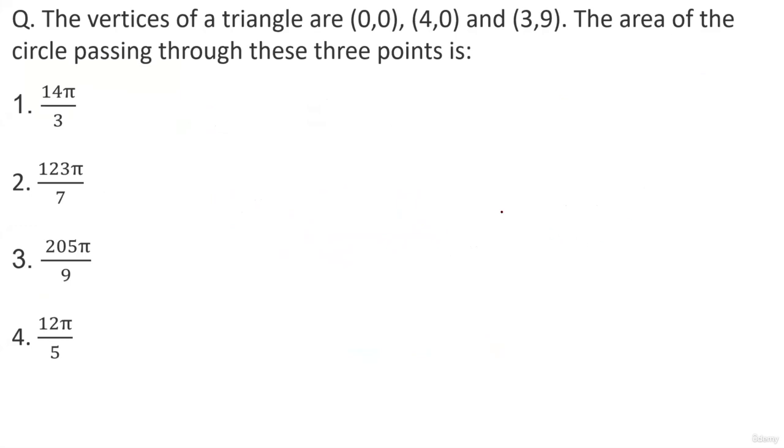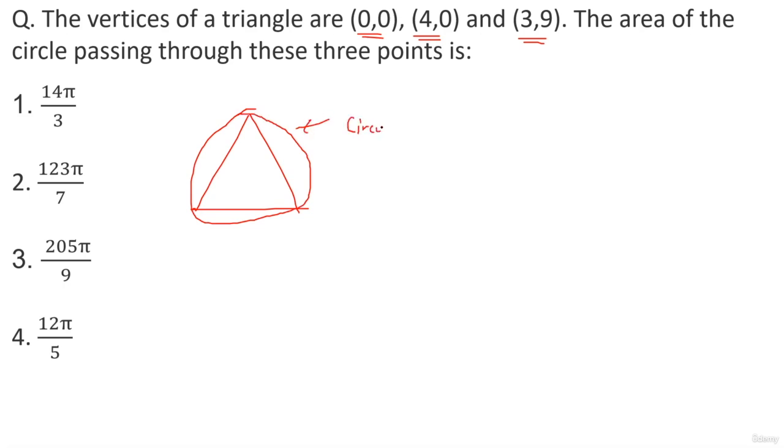The vertices of a triangle are (0,0), (4,0), and (3,9). The area of the circle passing through these 3 points is? Now, guys, what is the area of the circle passing through 3 points? If these are the vertices of a triangle and you want the area of a circle that passes through all these 3 points, this circle is nothing but the circumcircle, isn't it? So they're asking you the area of the circumcircle. For this, you need the circumradius.